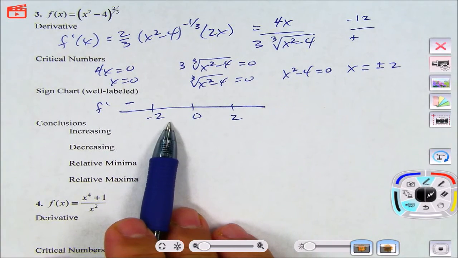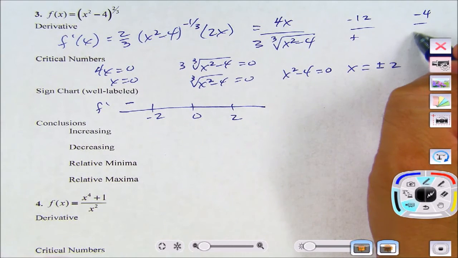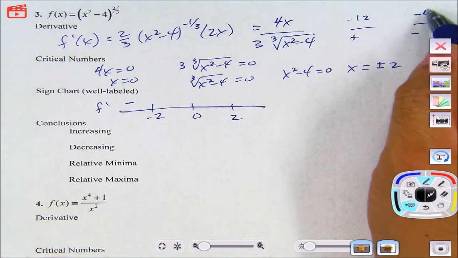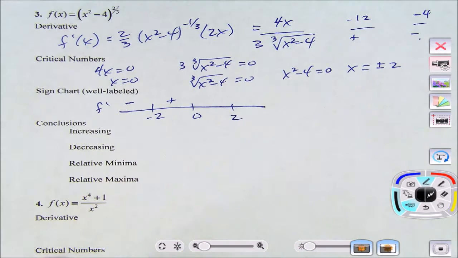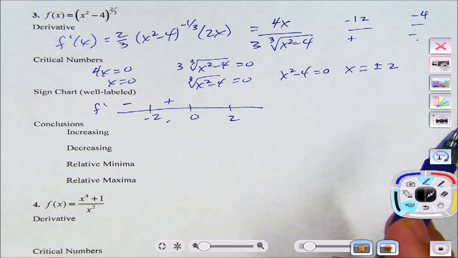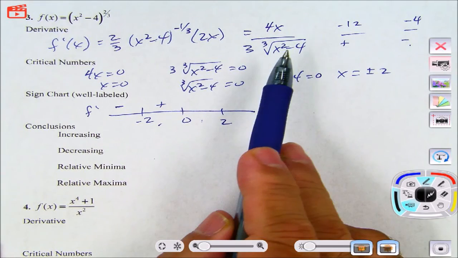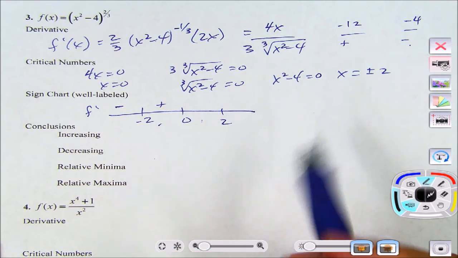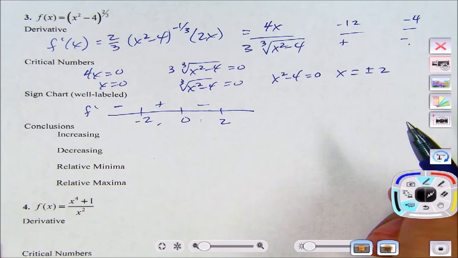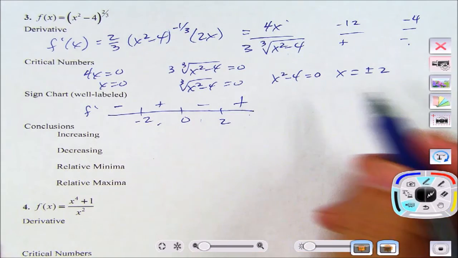Plug in -1, I have -4. And 1 minus 4 is -3, so it's negative down there. So negative divided by negative is positive. All right, so I plugged in -1 and got positive. Plug in +1, that'll be +1, and then negative in the denominator. So it's negative. Plug in 3, positive, positive, positive.